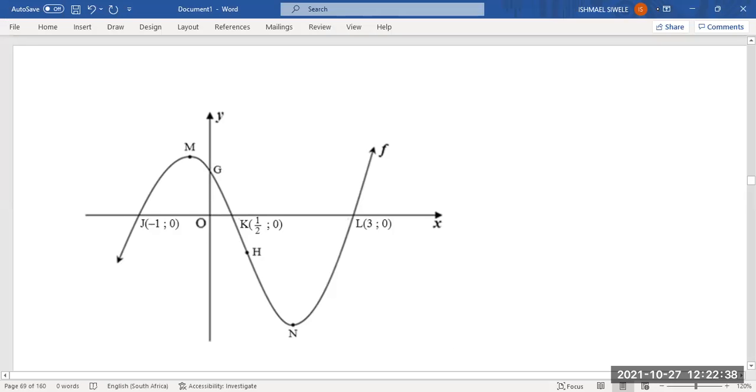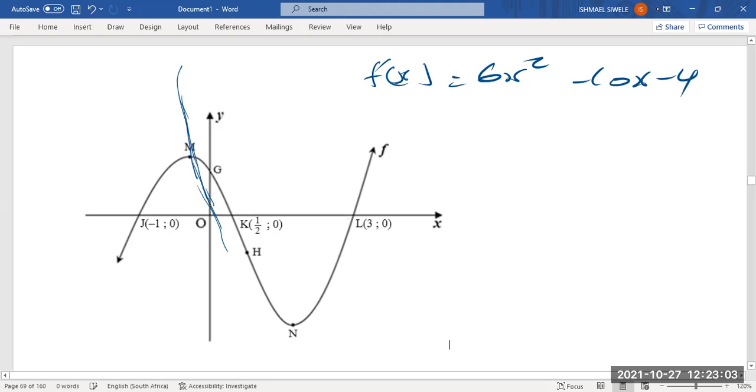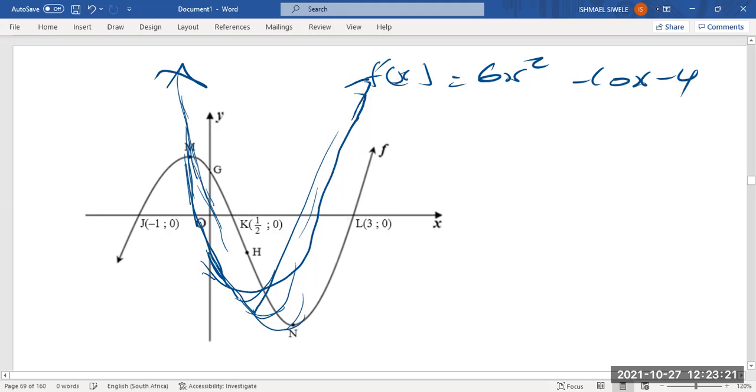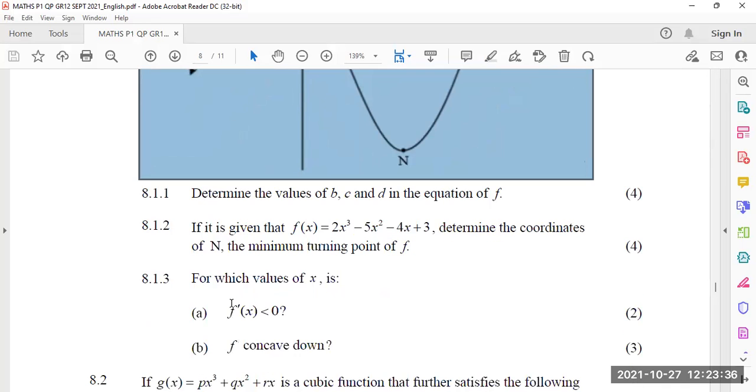Because we know that f prime of x is a parabola, 6x squared minus 10x minus 4, it's a parabola which is going to pass through the turning points. This is how the parabola will look roughly. So what is it that they're saying? For which values of x will f prime of x be less than 0?